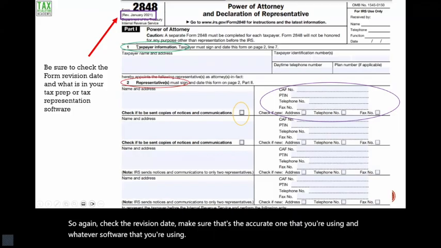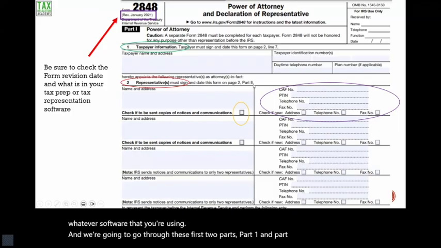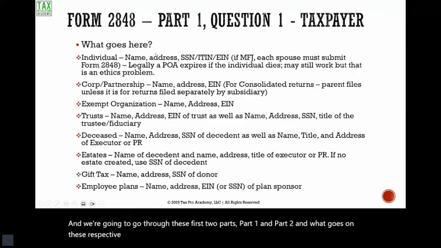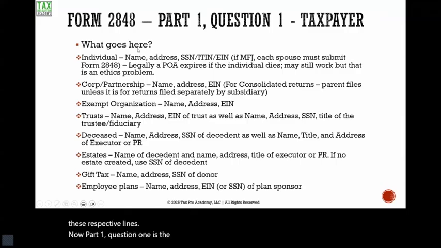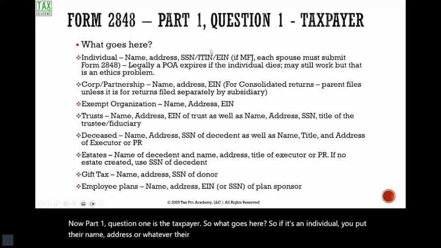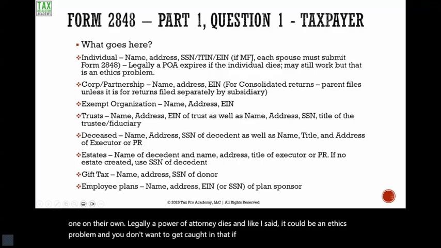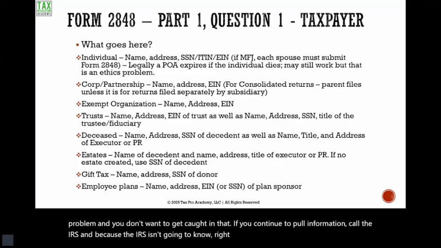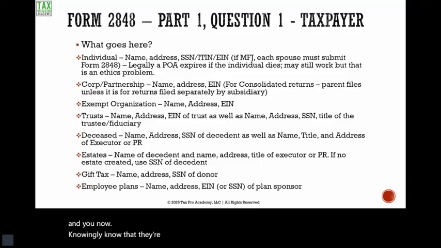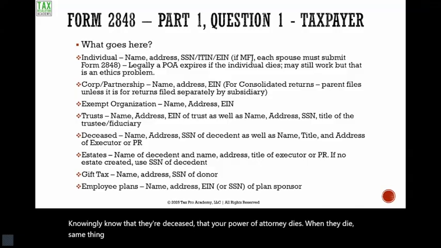And we're going to go through these first two parts, part 1 and part 2, and what goes on these respective lines. Now, part 1, question 1 is the taxpayer. So what goes here? If it's an individual, you put their name, address, and tax ID number. Remember, each spouse must submit one on their own. Legally, a power of attorney dies. And like I said, it could be an ethics problem, and you don't want to get caught in that if you continue to pull information and call the IRS, because the IRS isn't going to know right away if they're deceased. So if you call up and you now knowingly know that they're deceased, your power of attorney dies when they die. Same thing for a durable power of attorney.